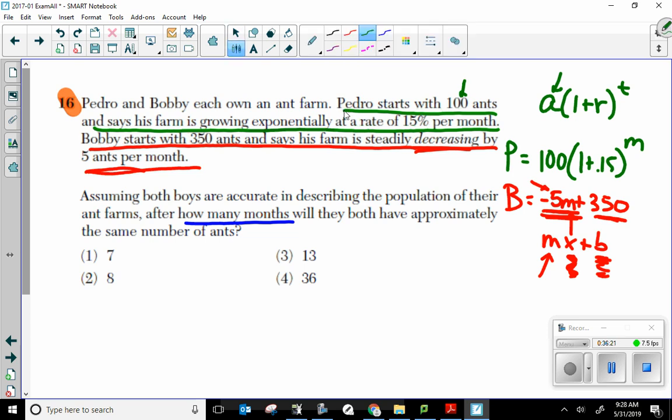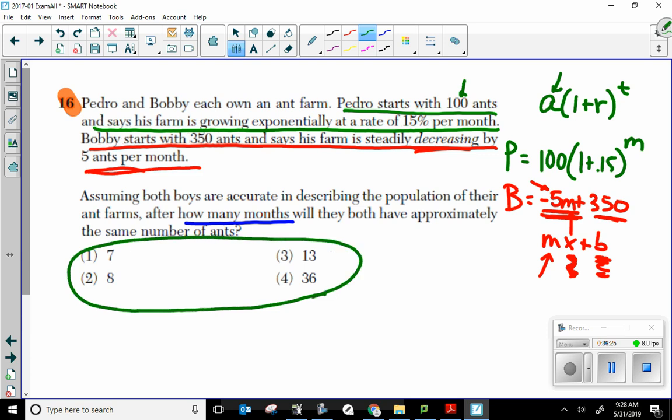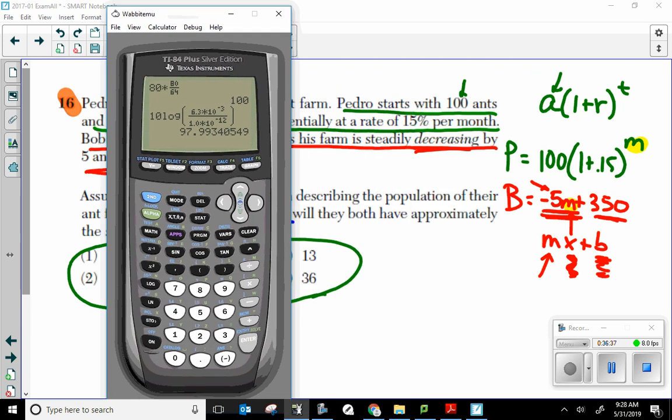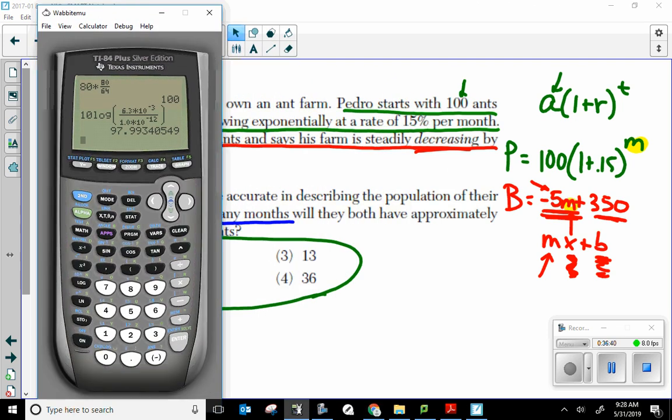All I got to do is set these equal in the calculator. Look, it's one of these numbers. I can technically plug those numbers into both of those m's and see which would give me the closest value. Well, why do that? Let's just put it in the calculator. And how do I know what the solution is to two graphs or equations when I put this in the calculator? It's where they intersect.